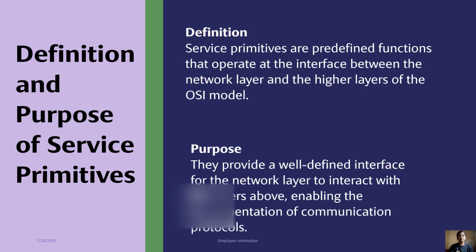So, what is the definition and purpose of service primitives? Service primitives are the predefined functions that operate at the interface between the network layer and the higher layers of an OSI model. The purpose is they provide a well-defined interface for the network layer to interact with the layers above, enabling the implementation of communication between the protocols. So basically, it helps in communication between different protocol layers in an OSI model.